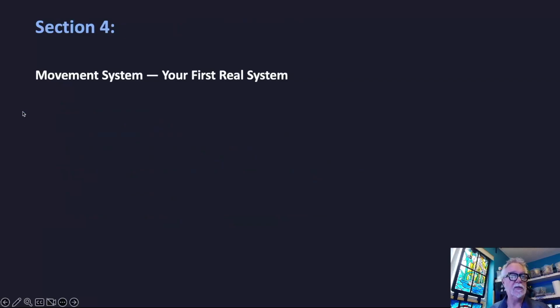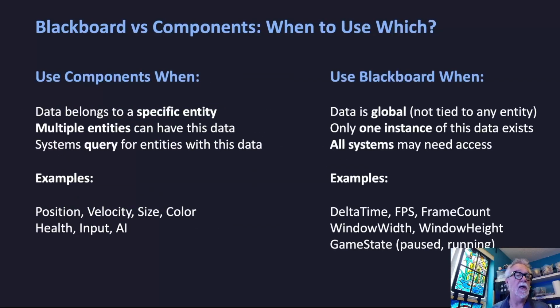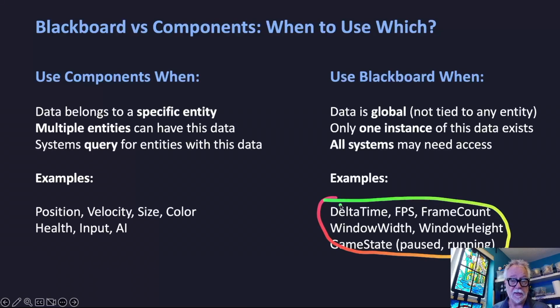multiple entities. Let's go here. Sorry about that. Position, velocity, size, color, health, input, AI. Global variable, anything that isn't tied to an entity, is going to be the blackboard. So we're going to use delta time, frame per second, frame count, window width, game state, pause running. And in the future, one of the futures, we're going to be able to pause the game and single step through it. This is all data that we will see that belongs in the blackboard.